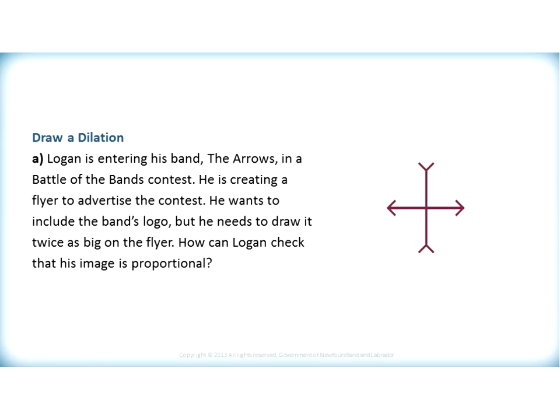So we're going to look at drawing dilations. Logan is entering his band, the Arrows, in a Battle of the Bands contest. He's creating a flyer to advertise the contest. He wants to include the band's logo, but he needs to draw it twice as big on the flyer. How can Logan check that his image is proportional?